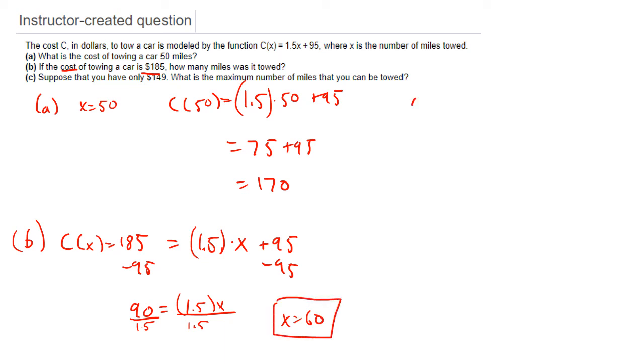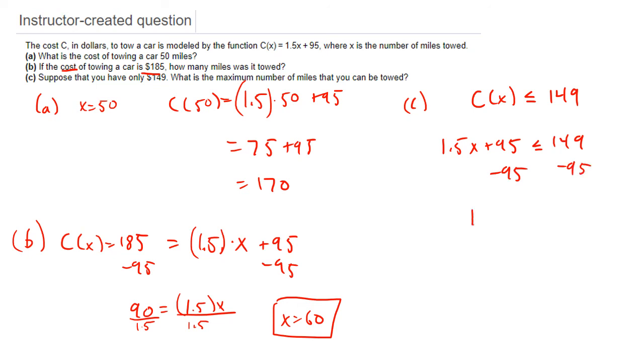In part C, suppose you have $149. What is the maximum number of miles that can be towed? So since I only have $149, I need the cost to be less than or equal to $149. I can't tow more than that, I won't have enough money. But the cost should be 1.5x plus 95. So 1.5x plus 95 must be less than or equal to 149. And now we proceed as we've done before, subtract 95 from both sides, leaving behind 1.5x is less than or equal to 54.